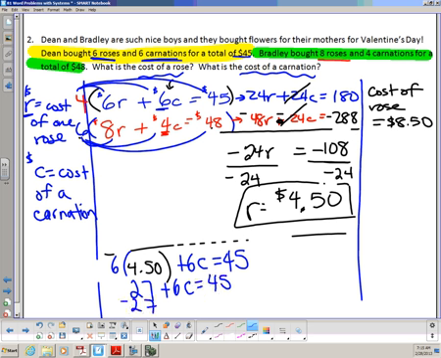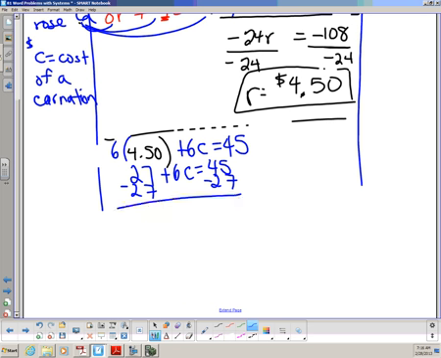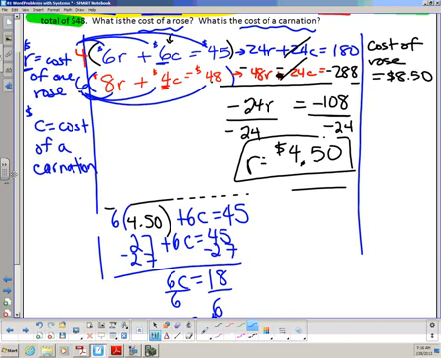Minus 27 on both sides. So then 6C, 45 minus 27 is 18. Divide by 6, C is 3. So a carnation is $3. And so now we have our answers. Okay, so the cost of the rose is not $8.50, it is $4.50.